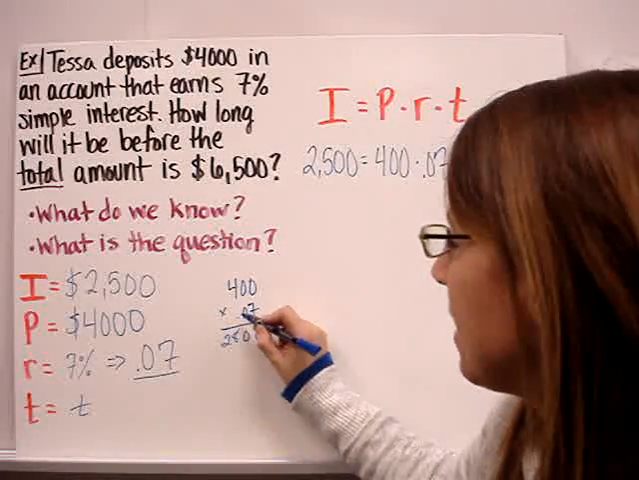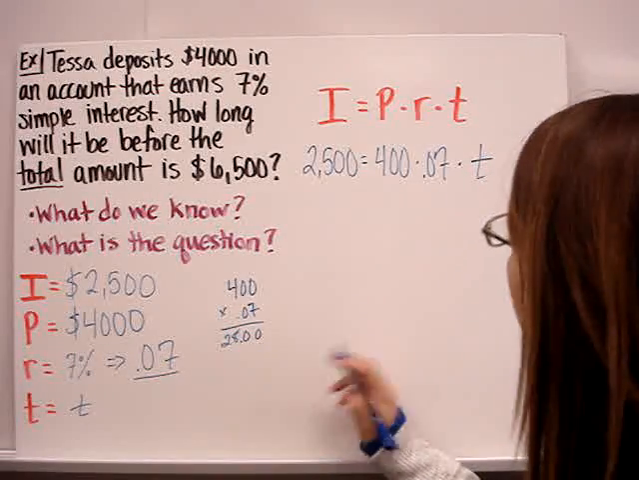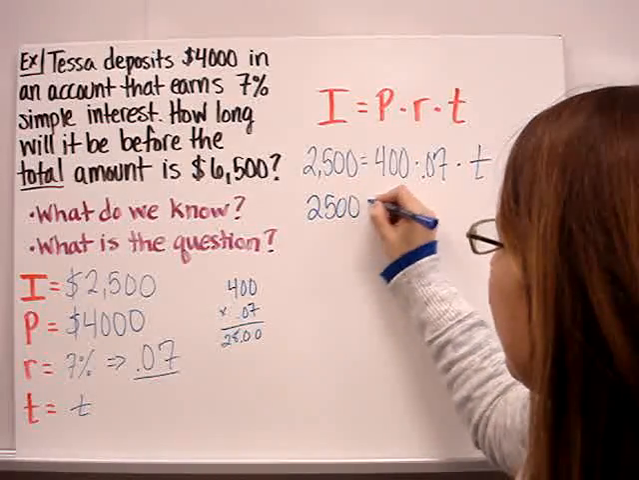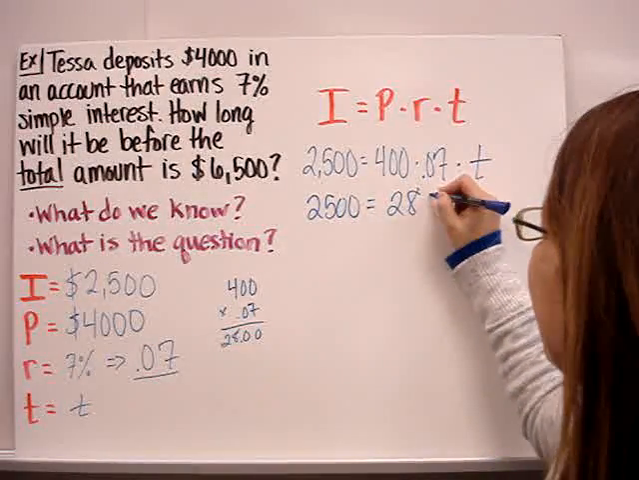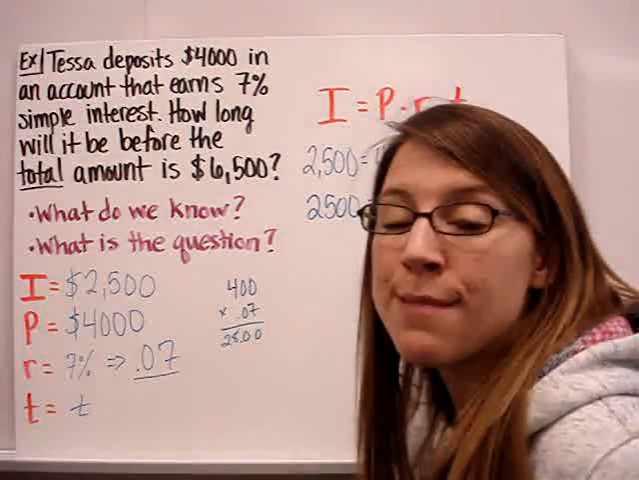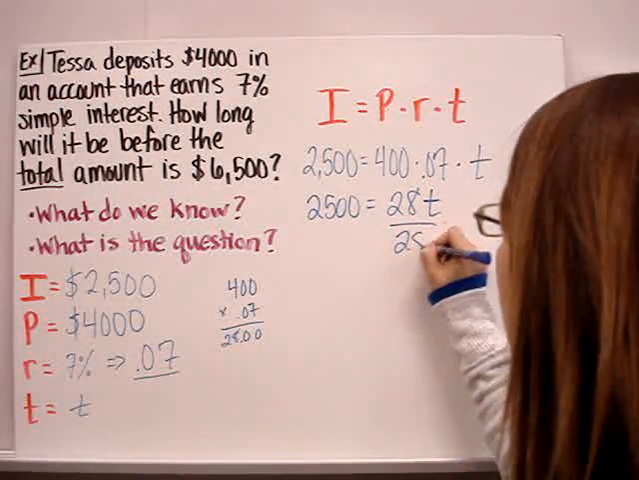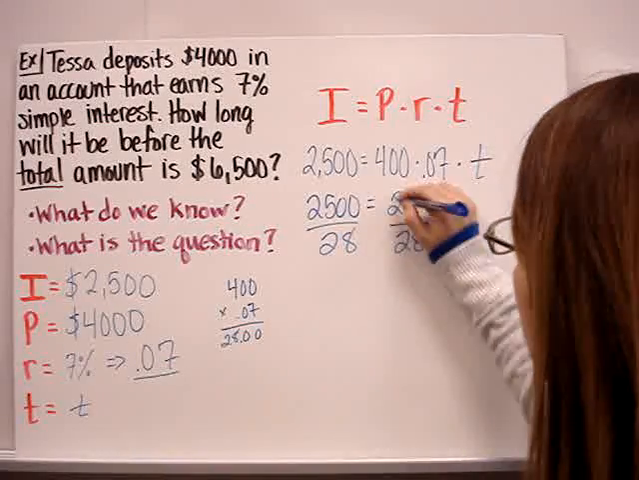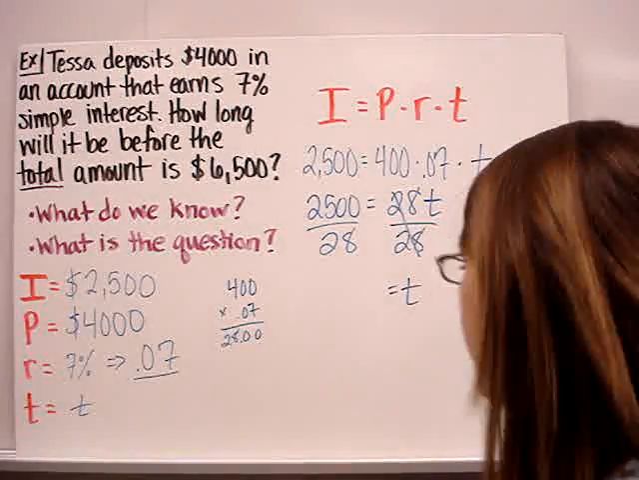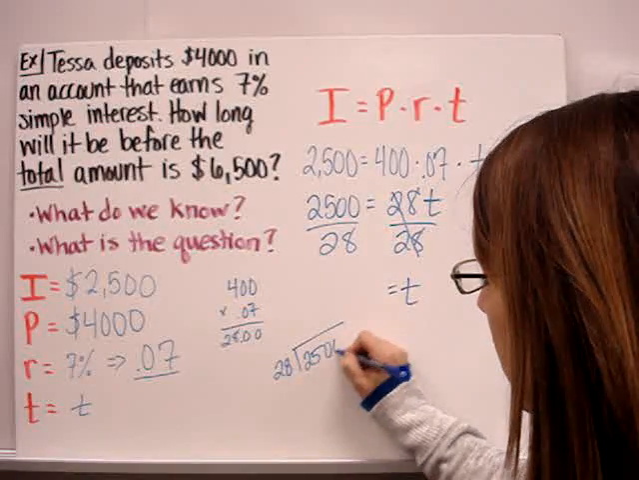It's 28. That's going to be all zeros, so I give it 2 decimal places, making sure I'm good. So now I have 2,500 equals 28t. Now, in order to solve for the amount of time, I need to undo multiplication, okay? And I do that by dividing. So the amount of time it's going to take is 2,500 divided by 28. So I, again, need to come over here and do that math.